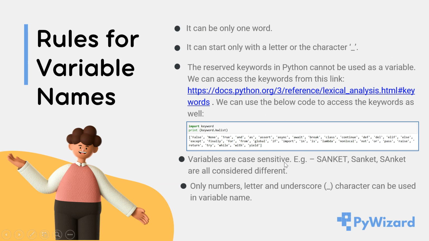Also remember that variables are case sensitive. For example, Sanket written in all capital letters would be different from a Sanket which has only the first letter capitalized, and different from a Sanket which has maybe a few letters capitalized. They're all considered to be different. And also remember that only numbers, letters, or underscore characters can be used in variable names. So these are the basic rules that we need to follow to ensure that we are able to define variables that actually are able to store values for us in Python.